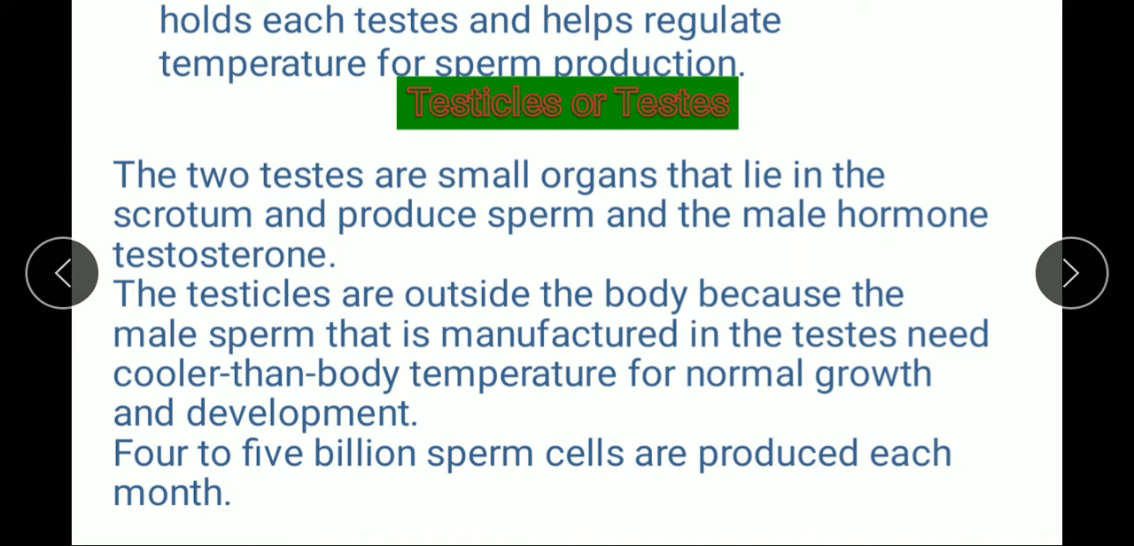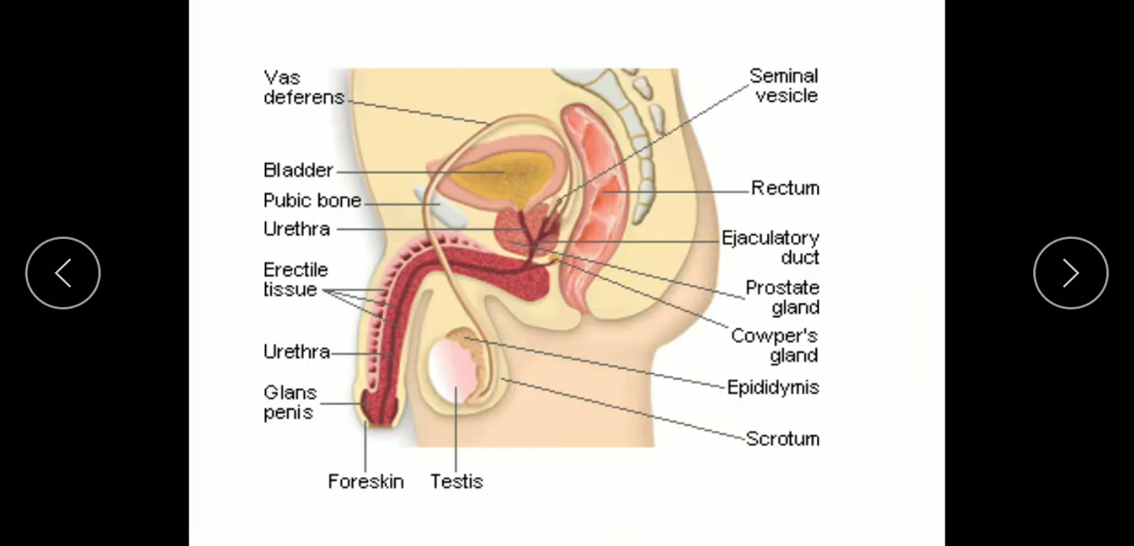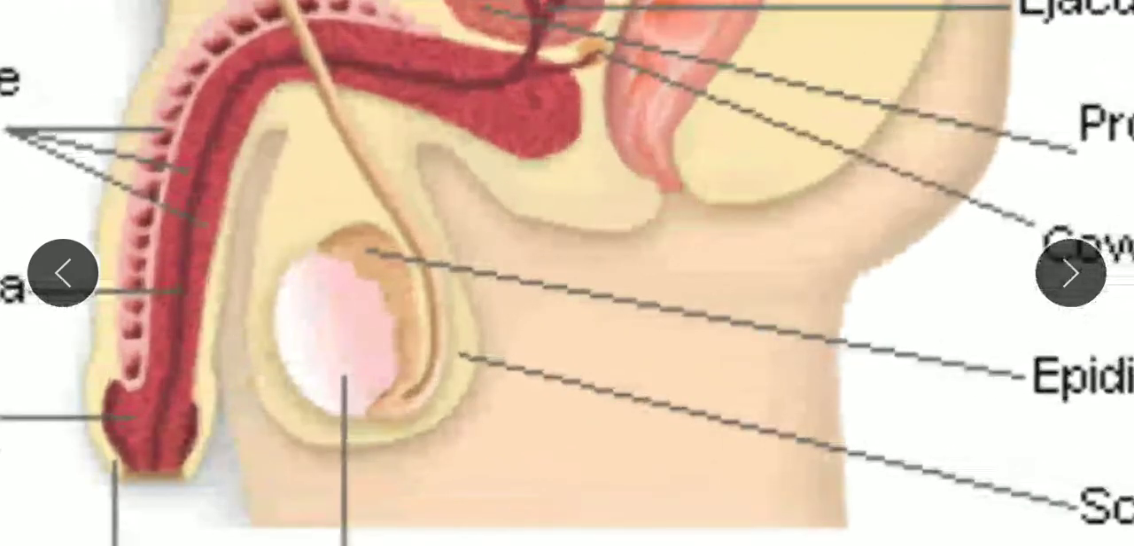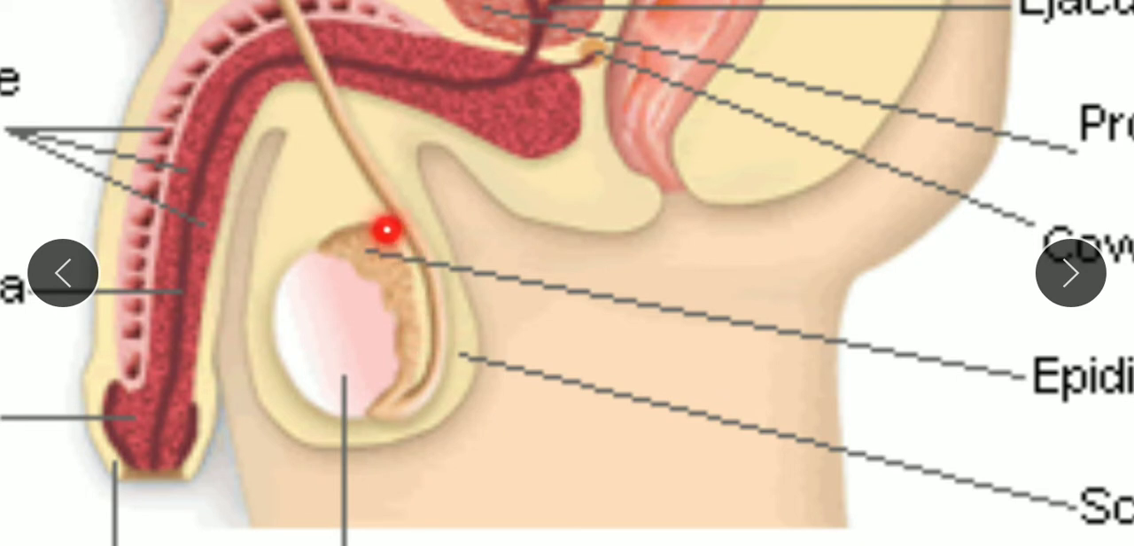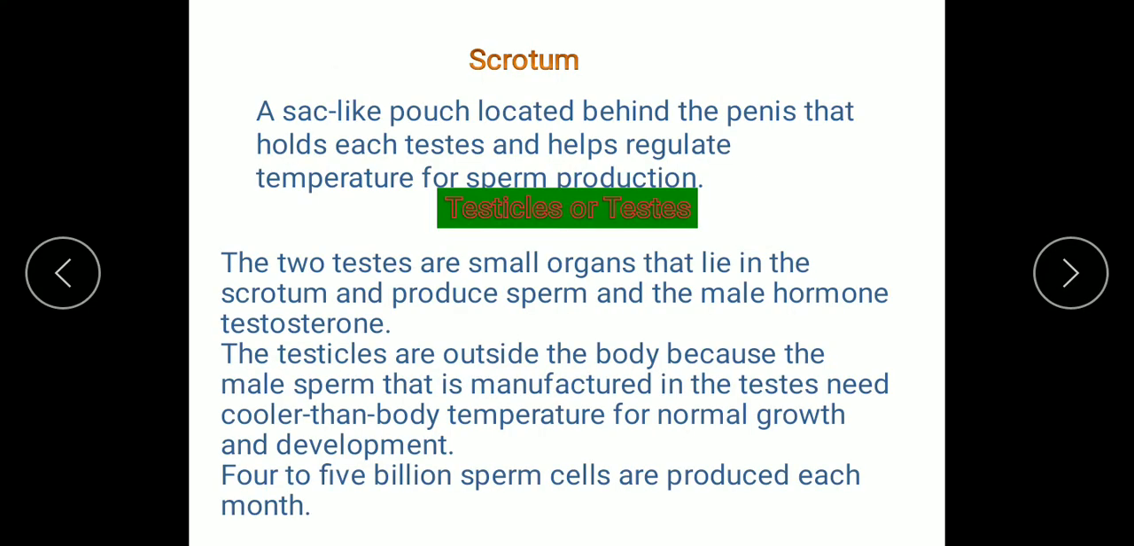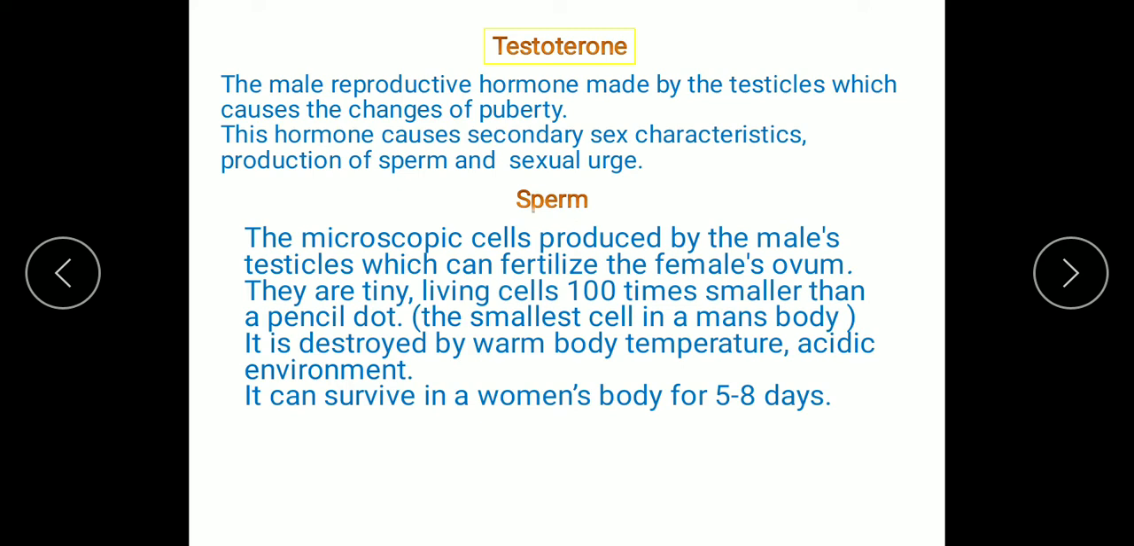Then the outermost fibrous layer is called Tunica Albuginea. Important question: the surrounding fibrous coat of the testis is called Tunica Albuginea. We will see the structures in the next picture.